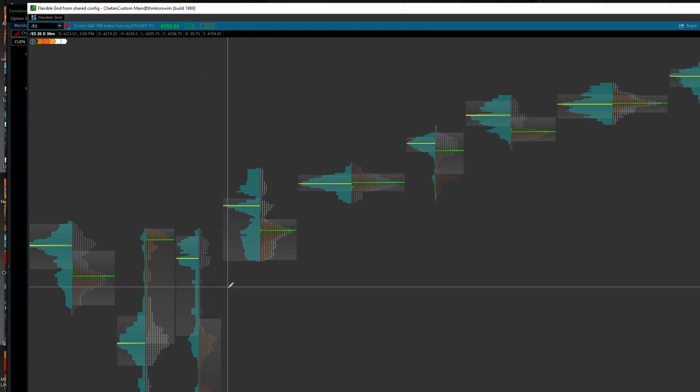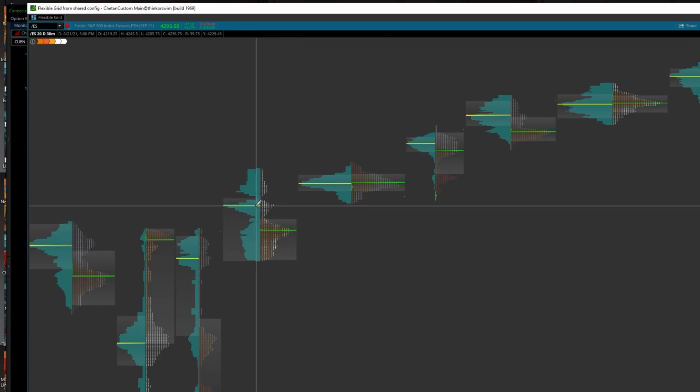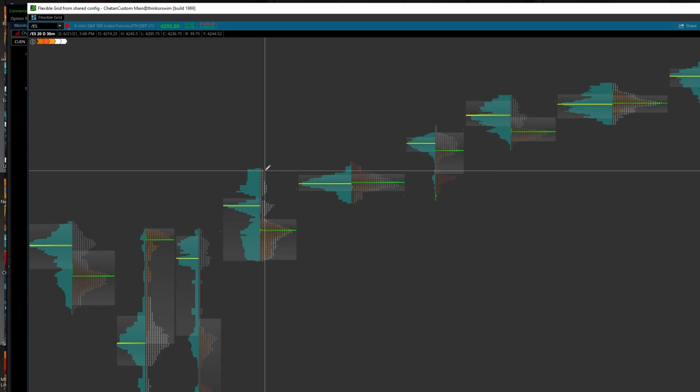On this left side of a profile, I have the volume. This is the volume per price. And on the right side is the time spent, the distribution of where the time was spent per period. So this side is just total volume per price. On this side, it's split up into 30-minute periods.